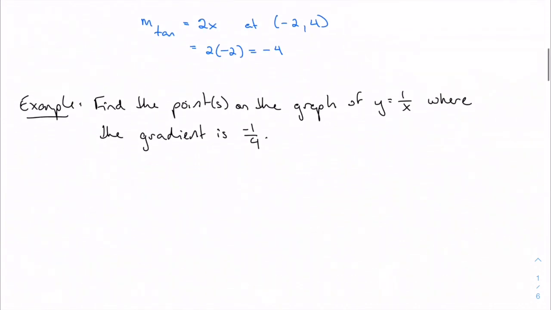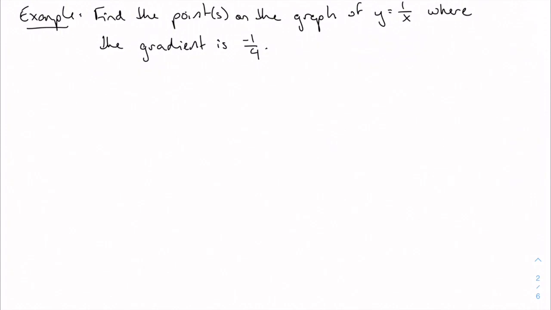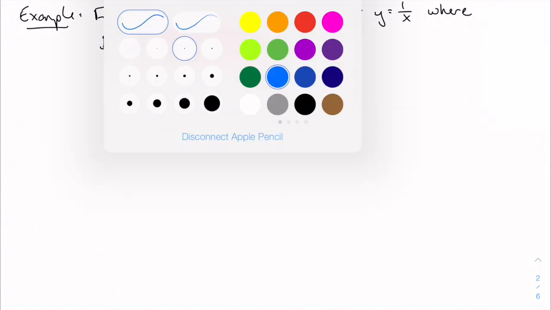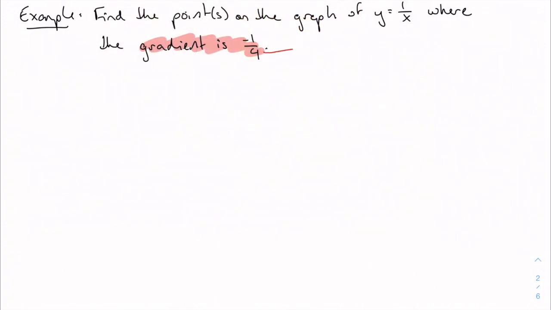So a similar idea, but thinking about it maybe a little bit backwards here, is to find the point on the graph of 1 over x where the gradient is negative 1 over 4. So no matter what I'm doing throughout, my goal ultimately is for the slope of the tangent line to be equal to negative 1 over 4.